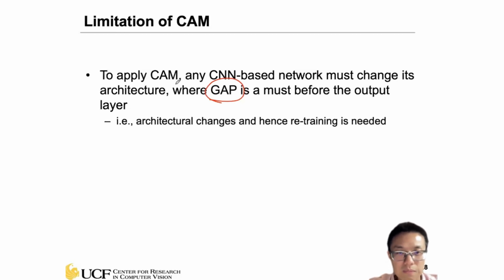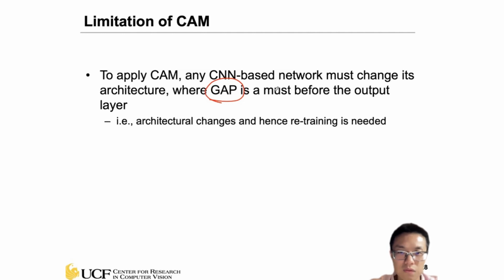So that's the mechanism of class activation map and how it can be used, not just for interpretation of the deep neural network, but also for object localization. But one limitation of using CAM is that any CAM-based network must change its architecture, because there's a necessary component called global average pooling. So they use the global average pooling to get a single value and multiply it with the later logistic layer, right?